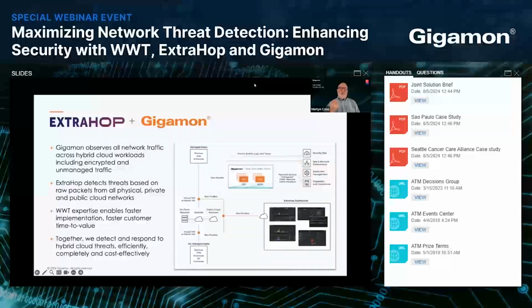And this, the real ability to deliver value to customers comes from working with our tools and our partners. So this slide kind of captures the way that the three companies here work together to really deliver that customer value. So we're very much in the business of observing all the network traffic. ExtraHop is in the business of detecting the threats based on the packet flow from Gigamon or from their own capability across an organization's entire physical, private, and public cloud infrastructure.